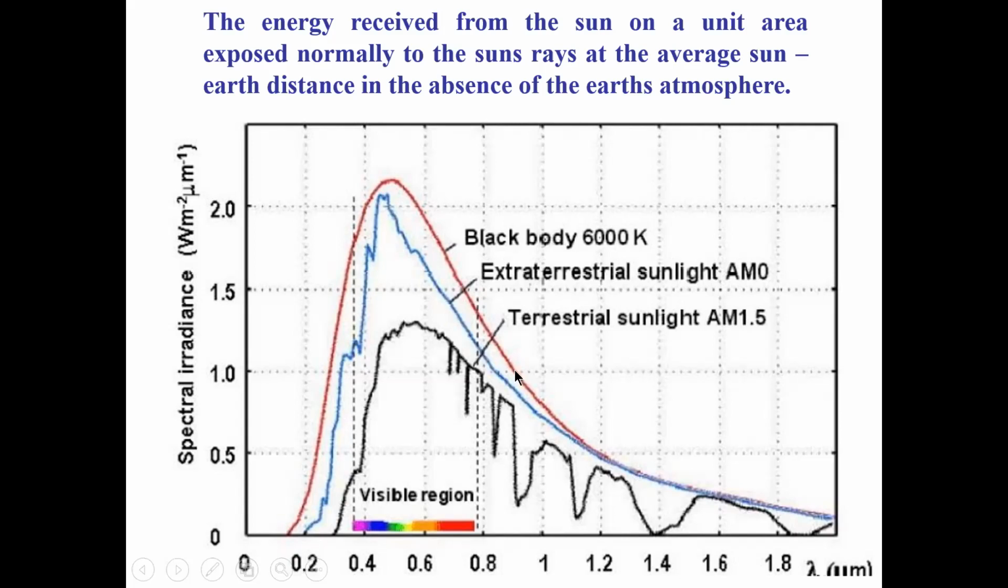blue line showing the extraterrestrial sunlight at the outer layer of the Earth atmosphere, and this red line shows the emitted energy from the sun. This blue line shows the energy received at the outer layer of the atmosphere, that is the solar constant, and this black line shows the terrestrial sunlight received at the Earth's surface. It may be the surface of the ocean, it may be the mountain, it may be the plain.